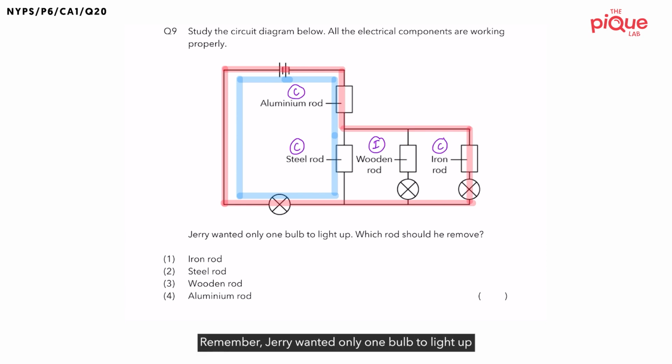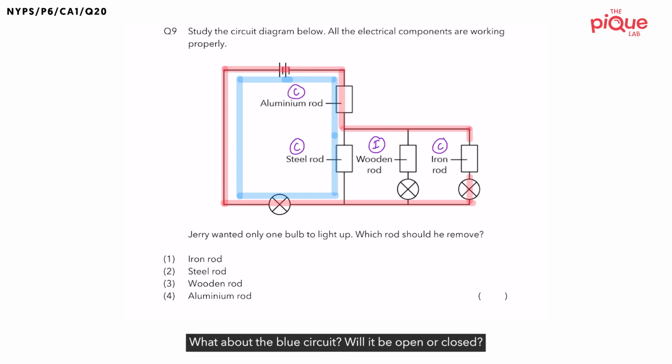Remember, Jerry wanted only one bulb to light up. And let's remove the rod one at a time using these options here. We start with option number 1, removing the iron rod. I'm going to erase this to show that the iron rod is removed. And now that there's a gap in the red circuit, can electricity still flow through the red circuit? No, electricity cannot flow through the red circuit.